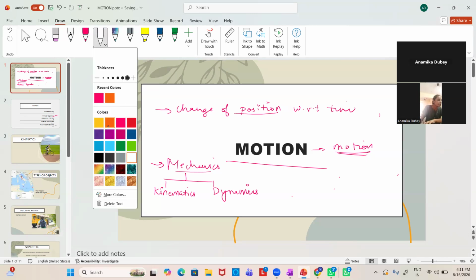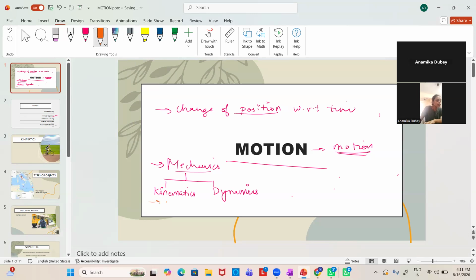Understand. In kinematics, we are going to study what things change whenever there is motion in an object. For example, if any object is moving, what happens to speed? What happens to velocity? What happens to distance, displacement? With what values do they change, and how can we calculate the change? These are the various things we are going to study in kinematics. And in dynamics, we usually focus on why there is a change.